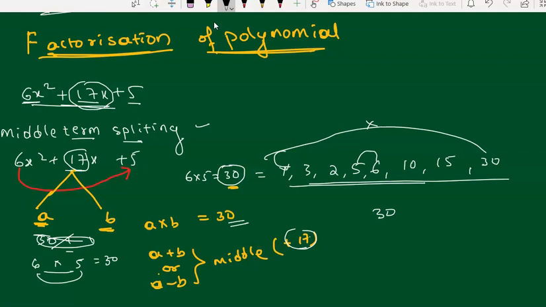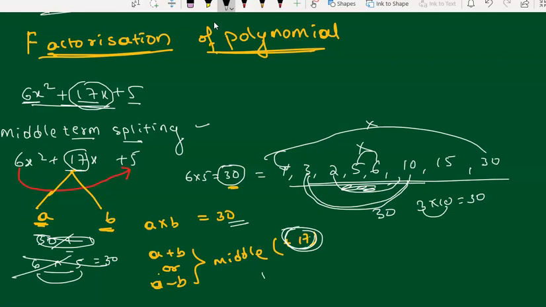If I subtract them I get 1, which is not equal to 17. So this combination is also not working out. This is also not working out. Let's take 2 and 10, we don't get 30. Let's take 3 and 10. Okay, 2 and 10 is not possible. So 3 and 10, yes you are getting 30, but after adding or subtracting are you going to get 17? No, that means this combination is also not working out.